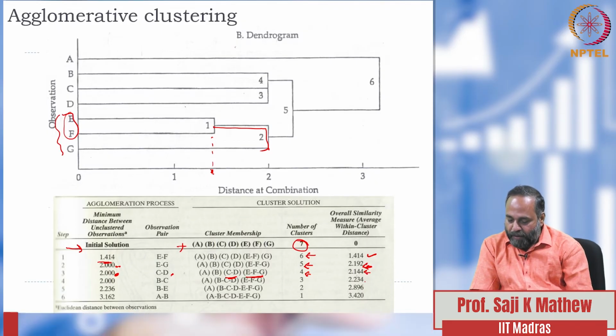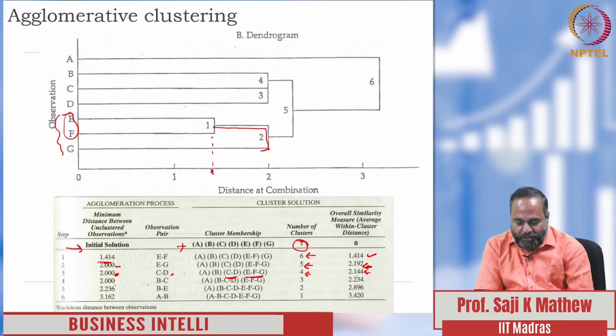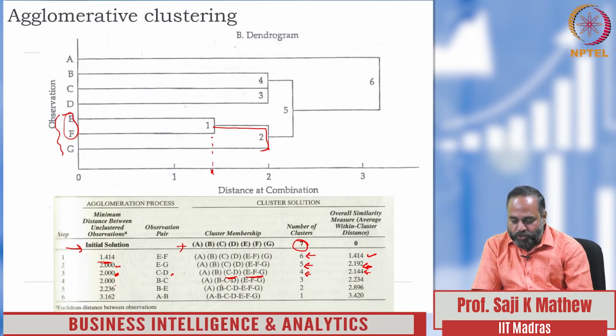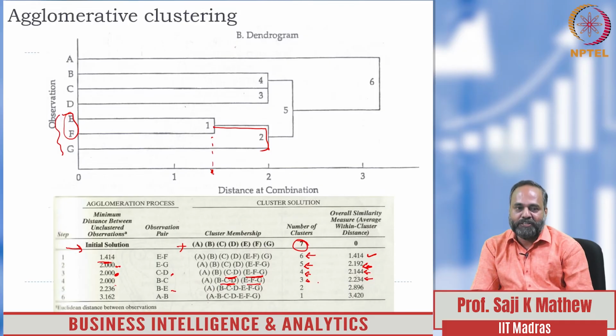Then you have another 2 here, we connect them also, so it becomes BCD, EFG. Number of clusters is 3, total within cluster distance is 2.234, and then of course going by the shortest distance, B and E are connected, then you have BCD, EFG, all of them get connected. And in the final step you can see we connect all.